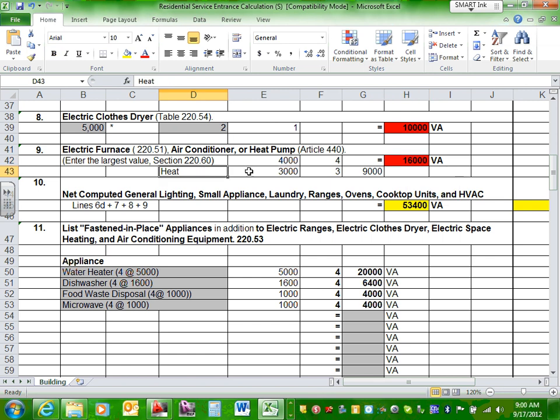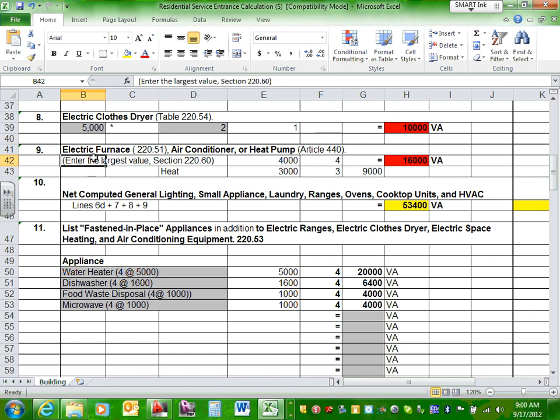Cool? The heat. Do you guys remember the baseboard heaters that we have? Common stairway heaters, 3K each. So I took 3 of them, 3 times 3K gives you 9K. So which one of them is the largest? You choose the largest, 9 or 6. Which one of them is the largest? 16. That's why 16 was picked up.